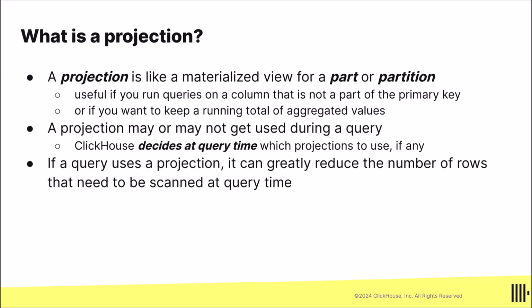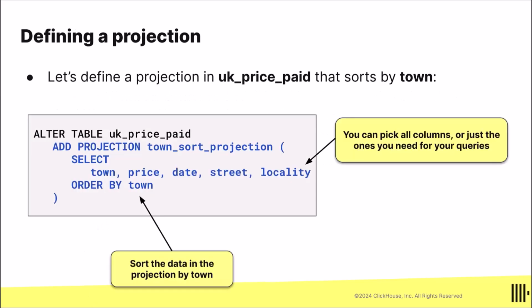Really what it does is it figures out which one's going to have the fewest number of rows or the least amount of data to process. And so it decides at query time. Again, this is really nice. You don't have to know ahead of time that the projection even exists. Someone writing the query wouldn't even know. And I'll show you how to see if a projection gets used or not.